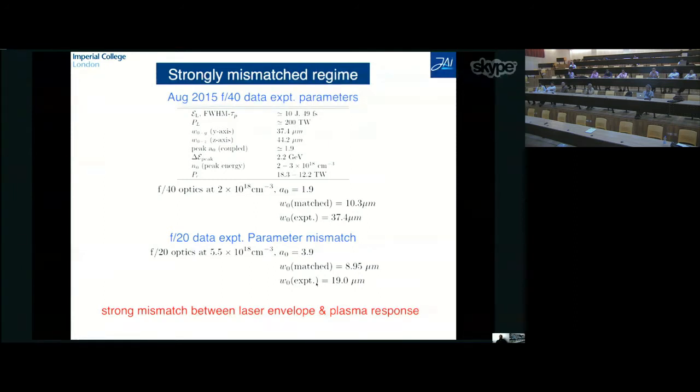So again, this is exactly the mismatch I'm talking about. There is a strong mismatch between the radial envelope of the laser pulse and the nonlinear plasma response. So the two basically are mismatched. And as you can imagine, if we are not forcing an equilibrium from the initial conditions, the whole interaction is not very stable. And that's why earlier I had referred to this being a complex laser plasma interaction.